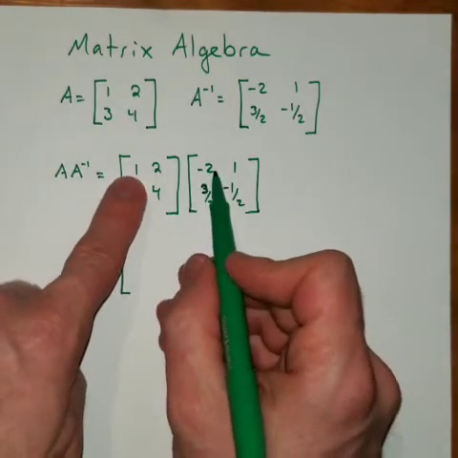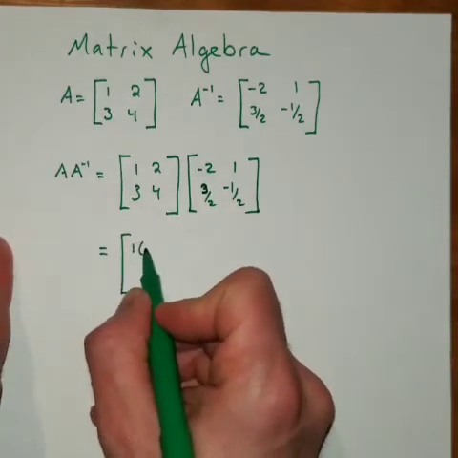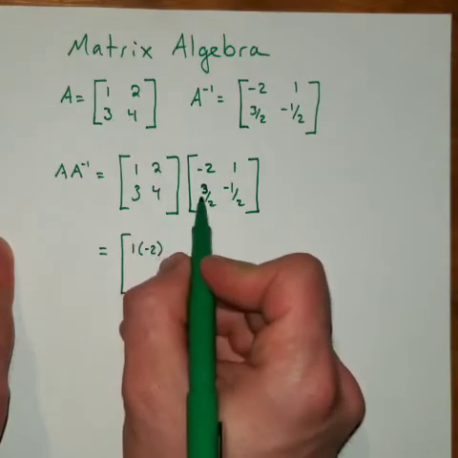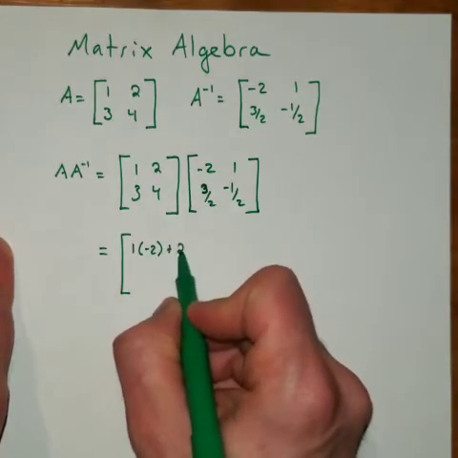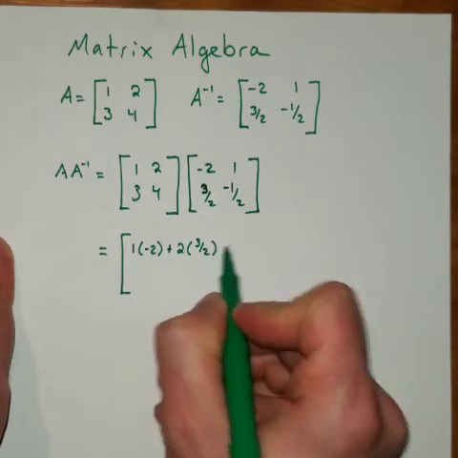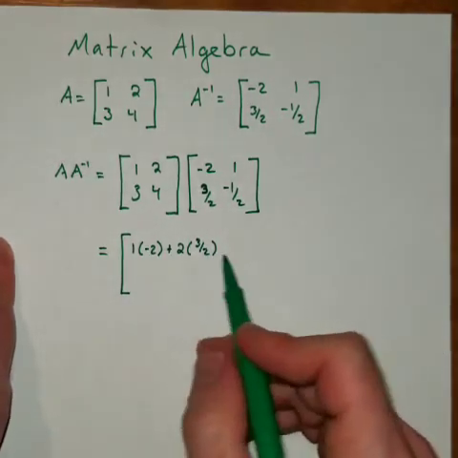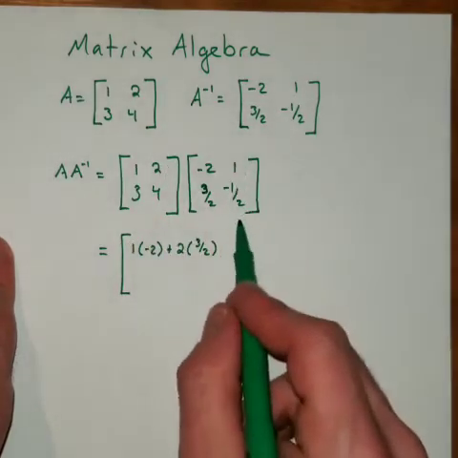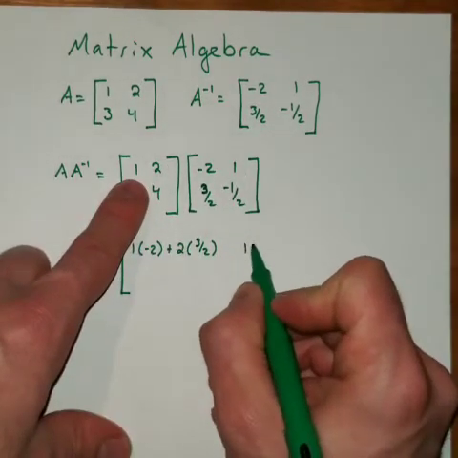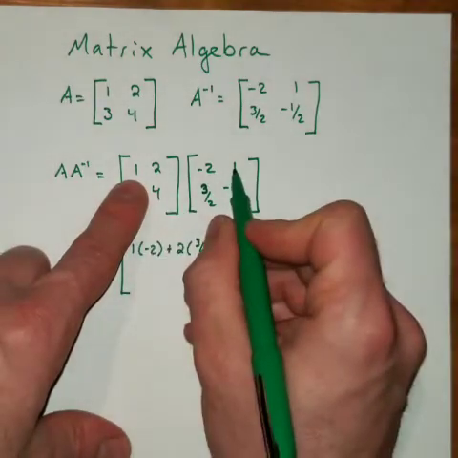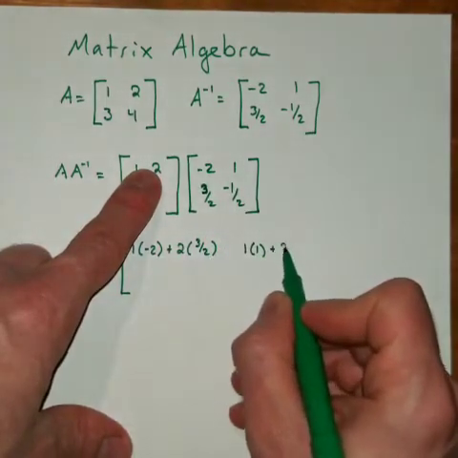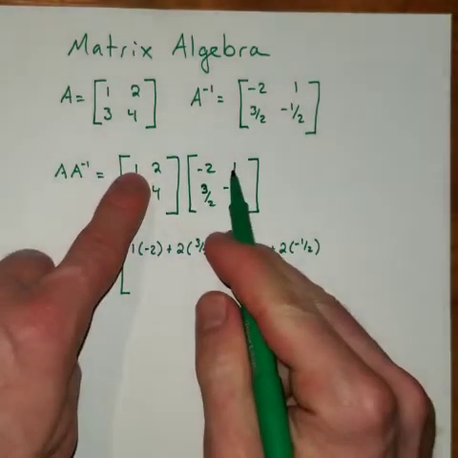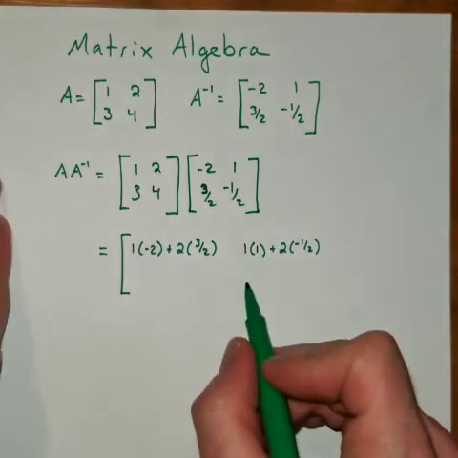So we get 1 times -2. I'm going to write this out. First entry times first entry, and then second entry times second entry. So that'd be 2 times 3/2. And that'll be the first row, first column of the answer. Then we do first row, second column. So we go 1 times 1, and then 2 times -1/2. Okay, so first entry, second entry, second entry.